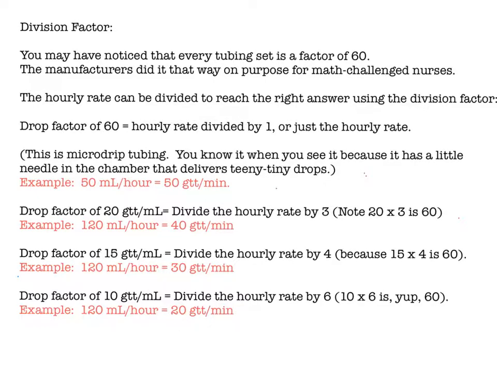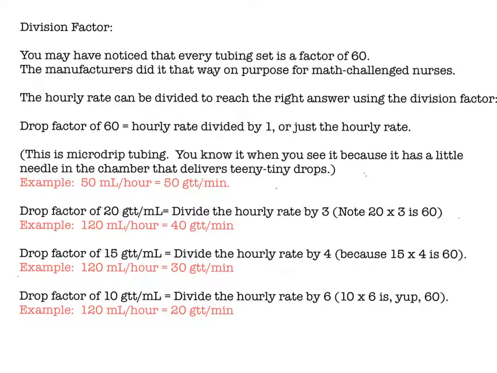And you know it's micro drip tubing because you'll open the package and there'll be a little tiny pin inside the chamber, and that's to deliver really tiny little drops, because 60 drops equals 1 ml. Think about the size of an ml and think about how little these drops have to be. That's micro drip tubing. Now, to get your drops per minute from that, you need to know your hourly rate, and you don't really have to do anything to it, because 60 goes into itself one time. Any number divided by 1 is itself.